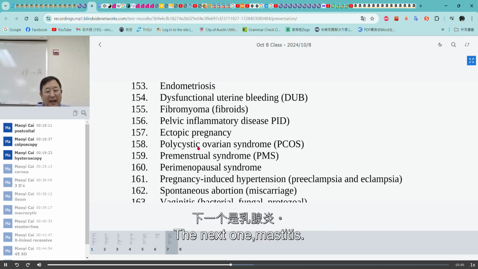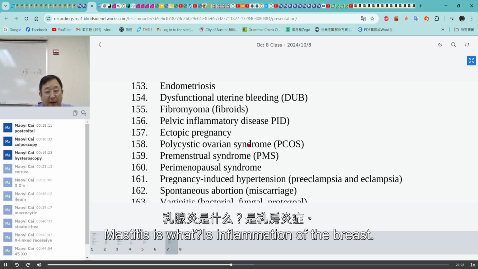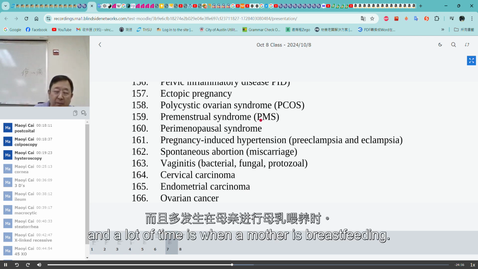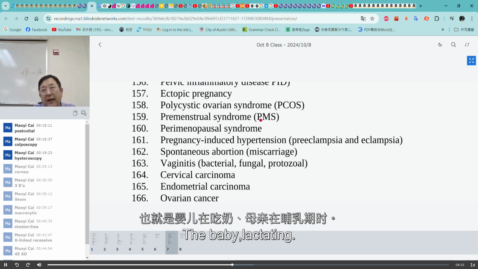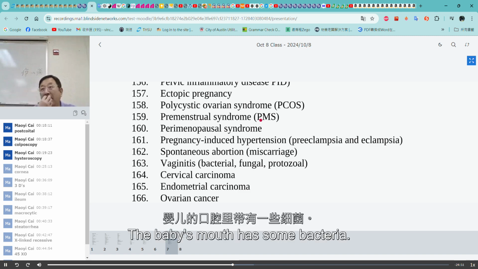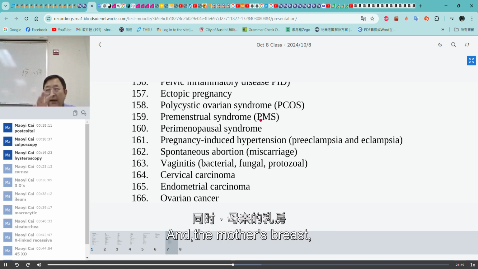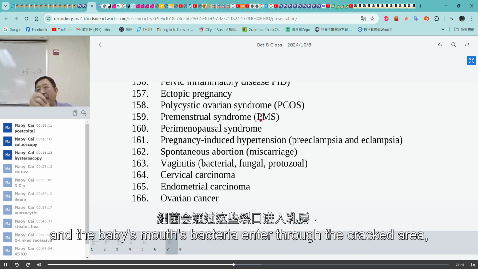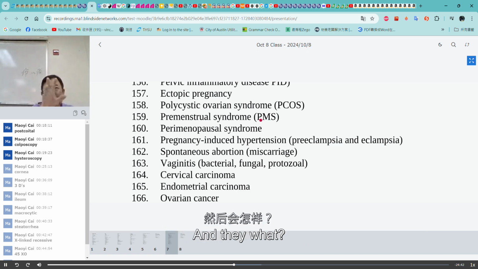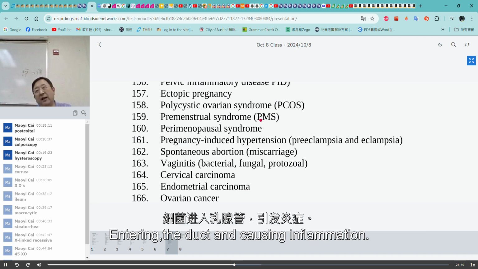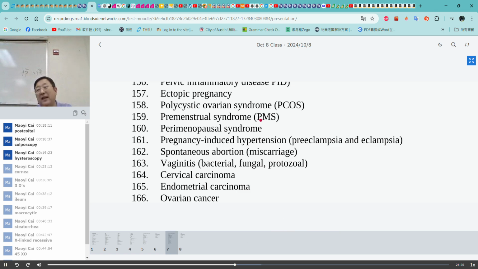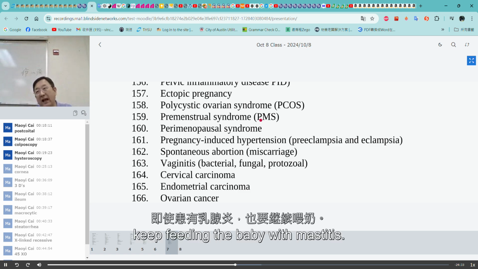Then the next one, mastitis. Mastitis is inflammation of the breast. A lot of the time it happens when a mother is breastfeeding, lactating. The baby's mouth has some bacteria, and the mother's nipple sometimes has little cracks, and the bacteria from the baby's mouth enter through the cracked area, enter the duct and cause inflammation. So the treatment is actually what? Keep feeding the baby.